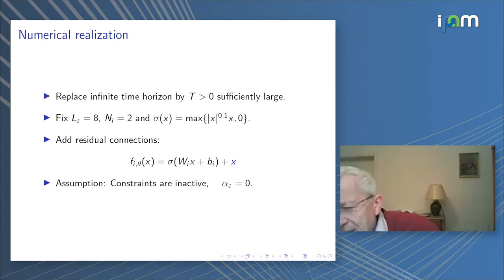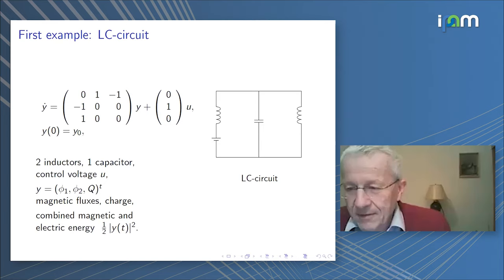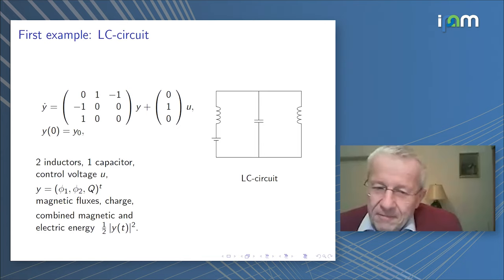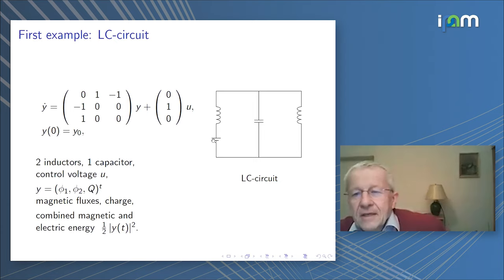All right. First step is, of course, does this approach in the linear quadratic case give us the same solutions as we get with Riccati? This is just a phase where we make sure that we have the basic feasibility of the approach. So we look at the LC circuit, an electrical circuit, with two conductors, one capacitor, one source. The control voltage is the controller, U is the source here. So the state consists of two magnetic fluxes and the charge. We want to minimize the combined magnetic and electric energy.